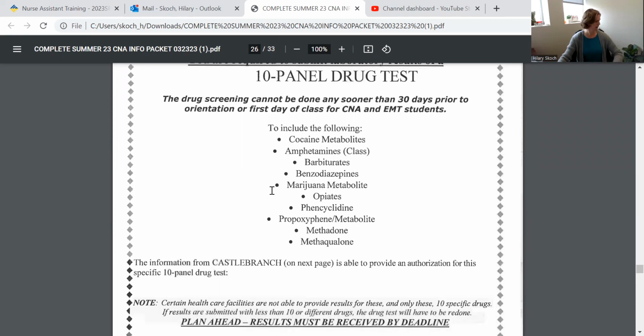You will not be allowed in the course if any of these drugs are in your system. I just want to point out the marijuana metabolite. Yes, it is legal in California, but it is not legal in the healthcare setting.